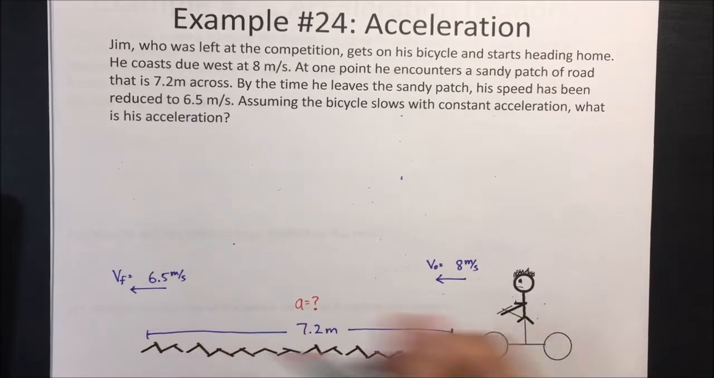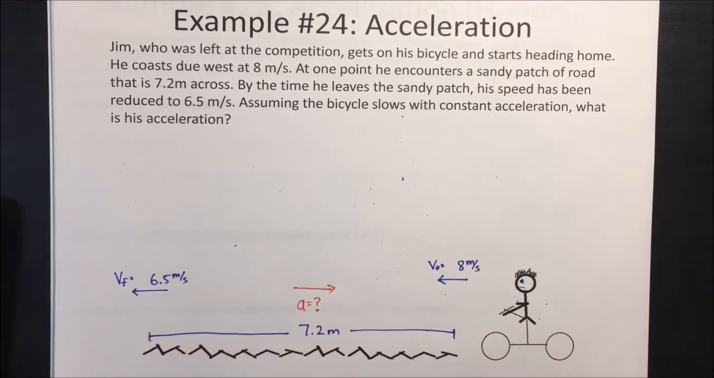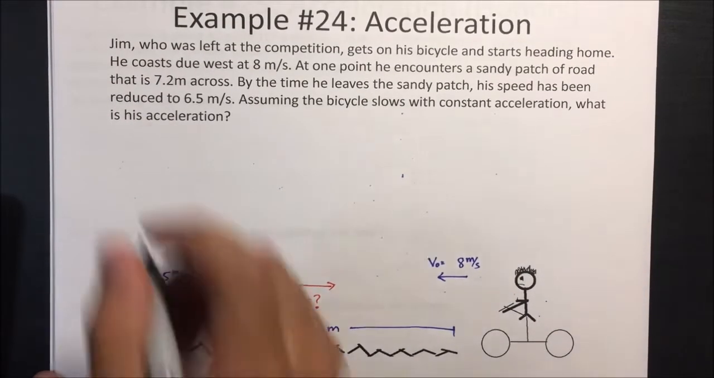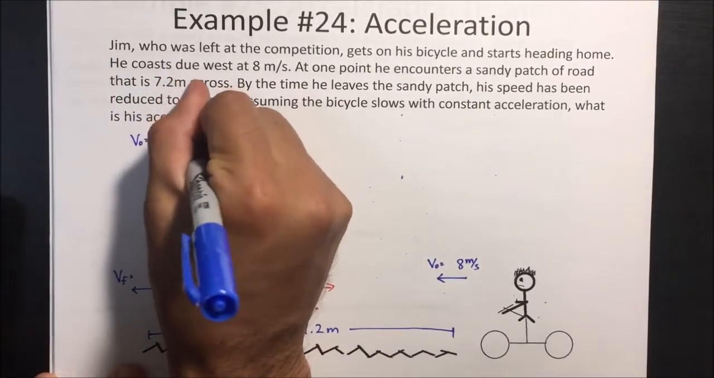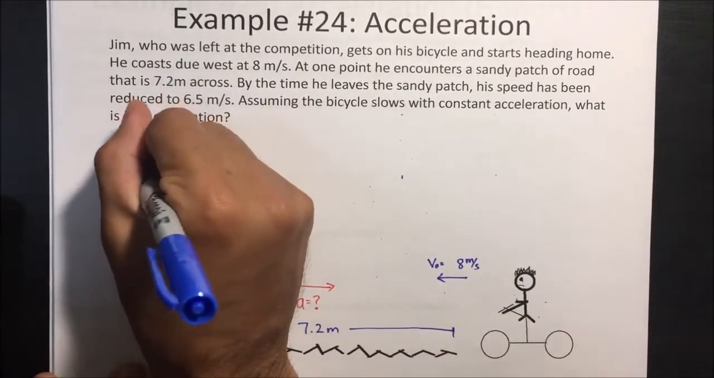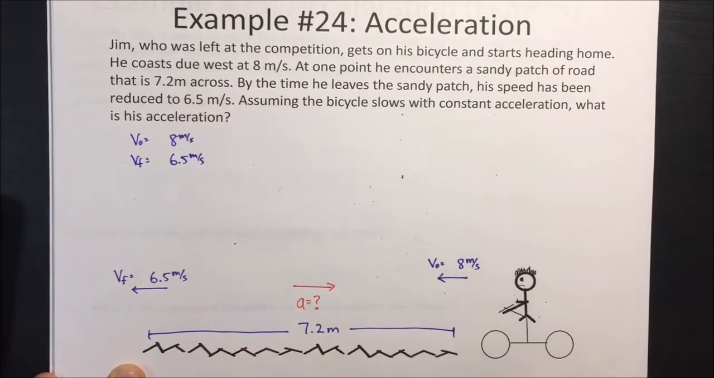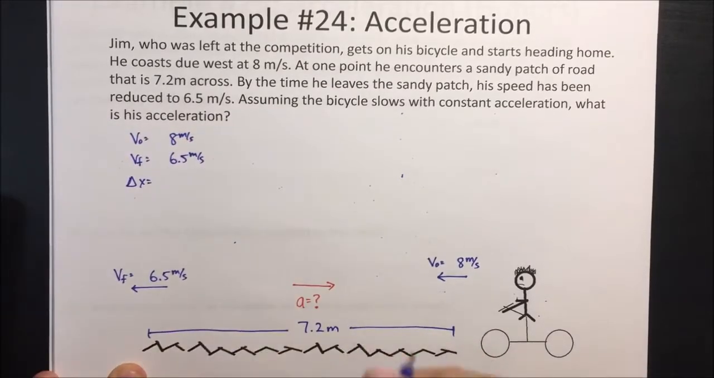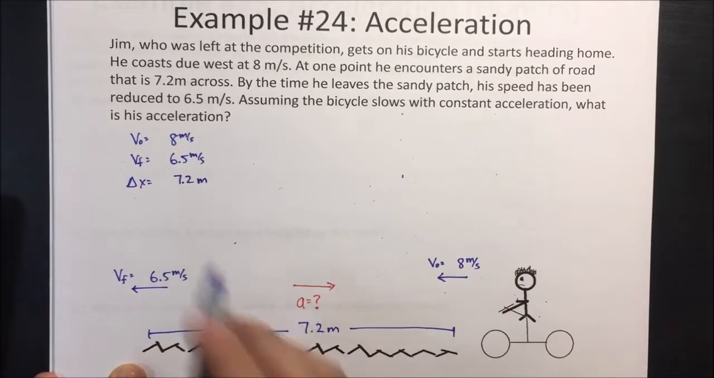And we should know, since it's slowing down, acceleration will be going to the right, which is positive. Okay, so let's write down everything we know. We know initial velocity is equal to 8 meters per second. We know final velocity is equal to 6.5 meters per second. We know displacement is equal to 7.2 meters. And what we're looking for, acceleration.